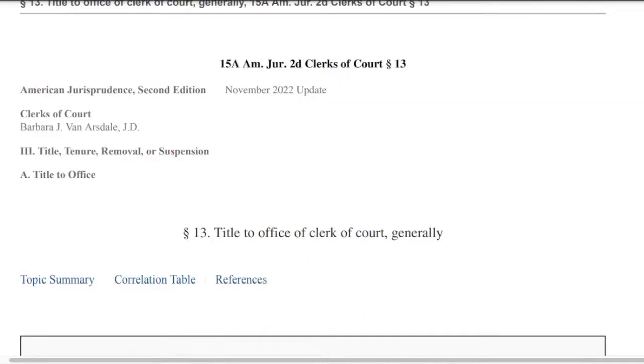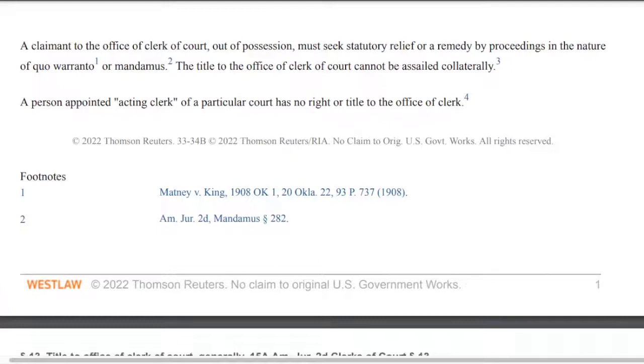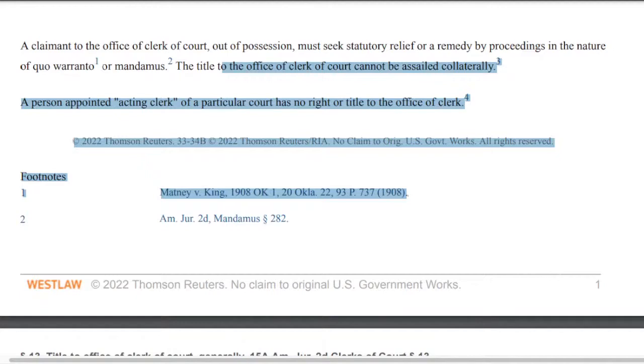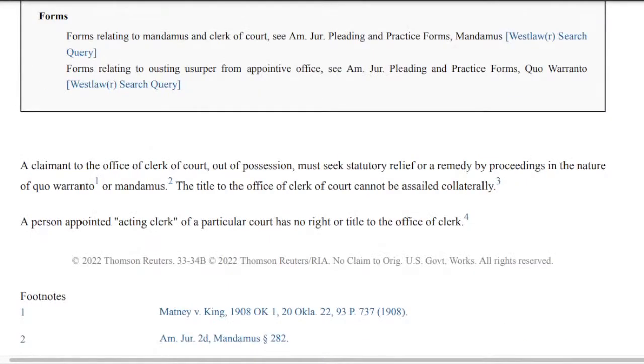All right. And now we're on to title to office of clerk of court generally. So the claimant to the office of clerk of court out of possession must seek statutory relief or a remedy by proceedings in the nature of quo warranto or mandamus. The title to the office of clerk of court cannot be assailed collaterally. A person appointed acting clerk of a particular court has no right or title to the office of clerk. So let's see, 1908. Oh goodness. Footnote 1. Okay, here it is right here. Wow.